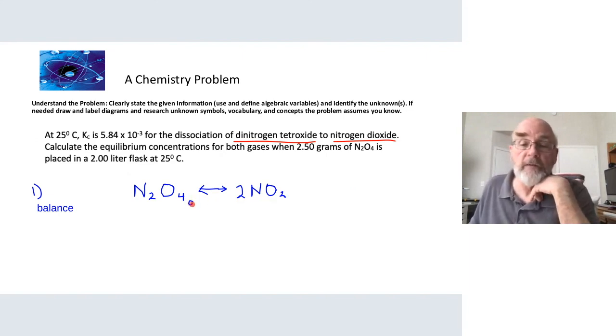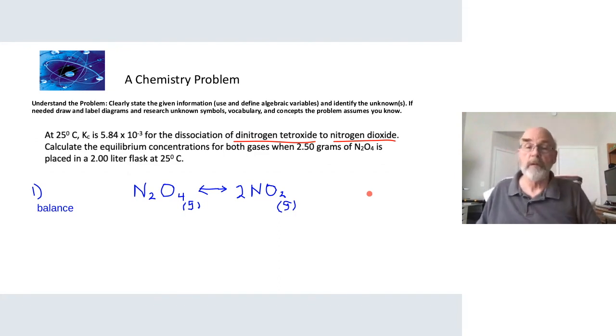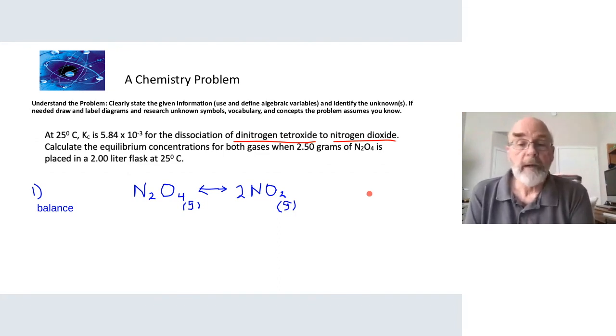The phases of these substances are gases, so I might put in the phase underneath just to complete my reaction, my formula for the reaction. Okay. And that would be my first step in this.